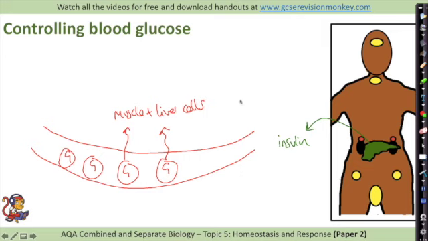And here it can be stored as glycogen. So the liver itself stores glucose as glycogen. So difficult words here. Glucose and glycogen sound very similar, but if the blood glucose levels are too high, it is controlled by this hormone insulin.